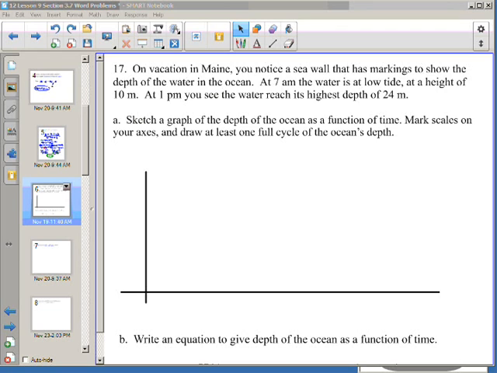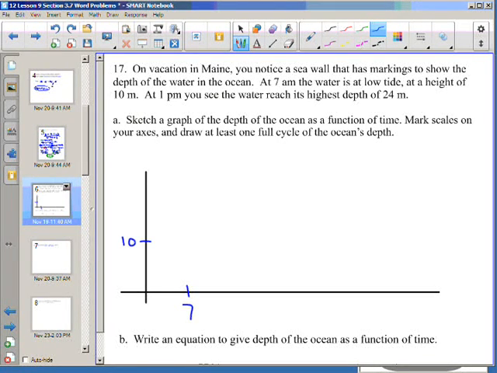On vacation in Maine, you notice a seawall that has markings to show the depth of the water in the ocean. At 7 a.m., 7 hours past midnight, the water is at its low tide, which is a height of 10 meters. We'll put a 10 there. And at 1 p.m. you see the water reach its highest point of 24. So out here at, I'm going to call it 1300 so that I can keep track of the hours a little easier.